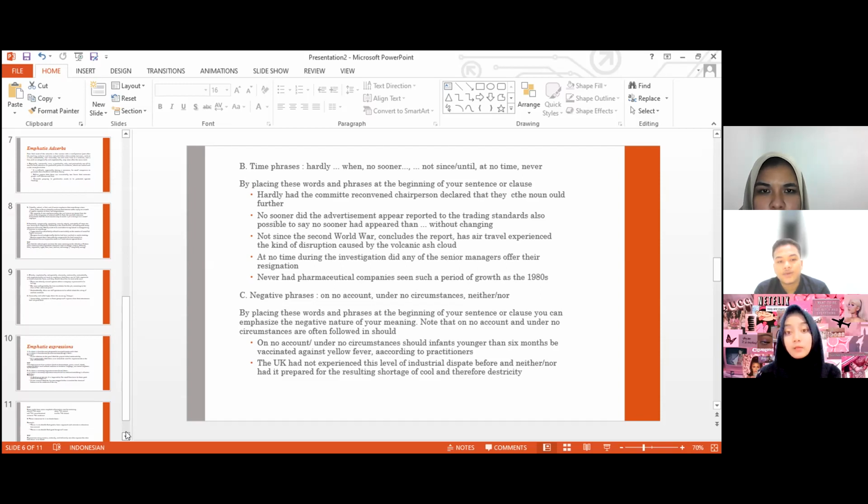And next, negative phrases, like on no account, under no circumstances, neither or nor. By placing these words and phrases at the beginning of your sentence or clause, you can emphasize the negative nature of your meaning. Note that on no account and under no circumstances are often followed by should. The example is on no account or under no circumstances should infants younger than 6 months be vaccinated against yellow fever, according to practitioners. Next.